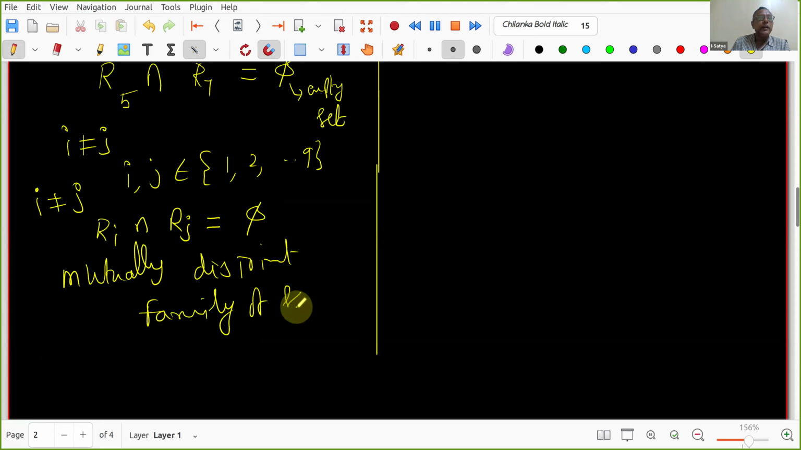Mutually disjoint means that if you take any two of them, they are disjoint. Any two. Then they are called mutually disjoint. R1 intersection R2 is empty, R1 intersection R3 is empty. If you take any two and they are disjoint, then they are called a mutually disjoint family of sets.